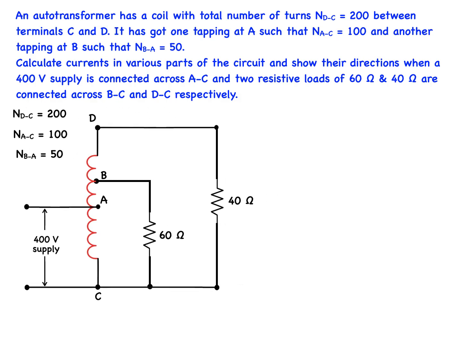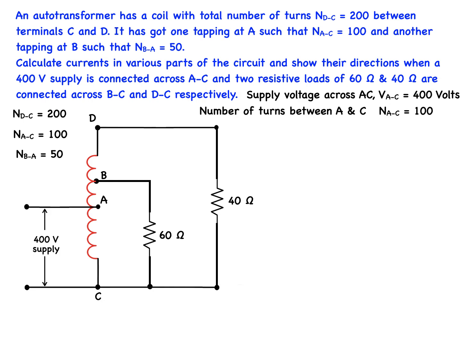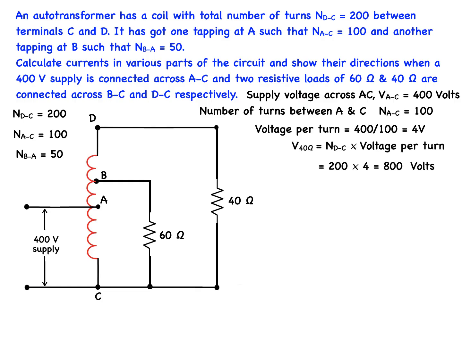First, let us calculate the voltages applied across the loads, remembering the fact that the supply voltage across AC is 400 volts. Since the number of turns between A and C is equal to 100, the voltage per turn is 400 divided by 100, which is equal to 4 volts per turn. The voltage across the 40 ohm load is equal to NDC times the voltage per turn, which is 200 times 4, which is equal to 800 volts.